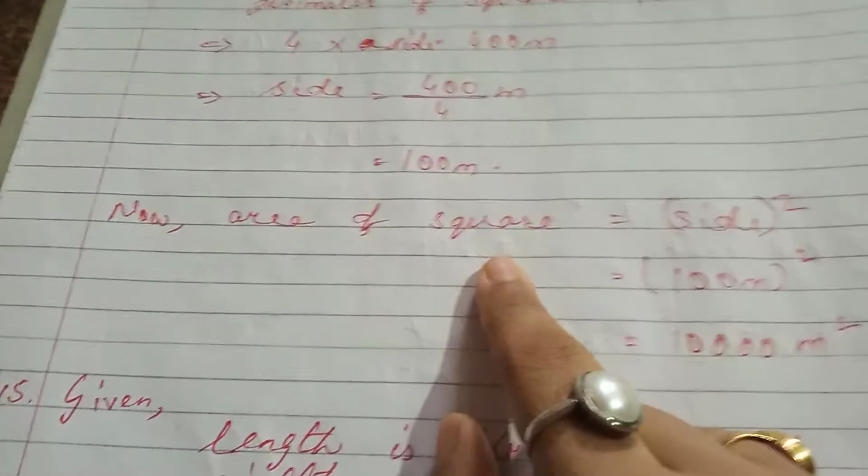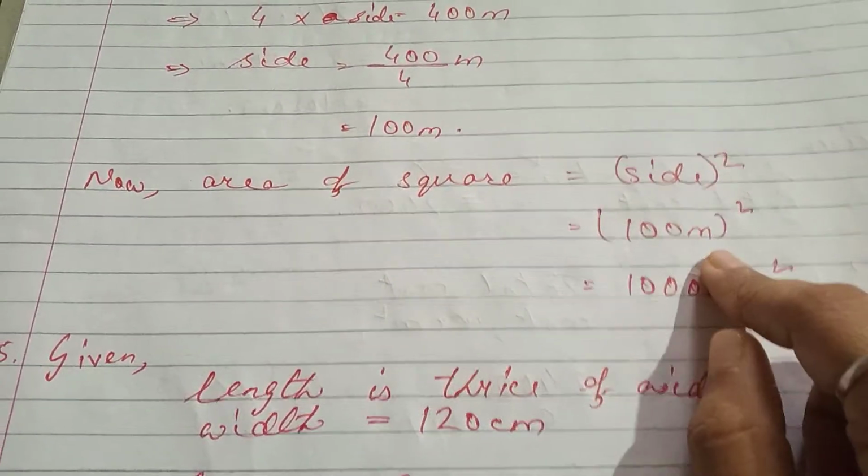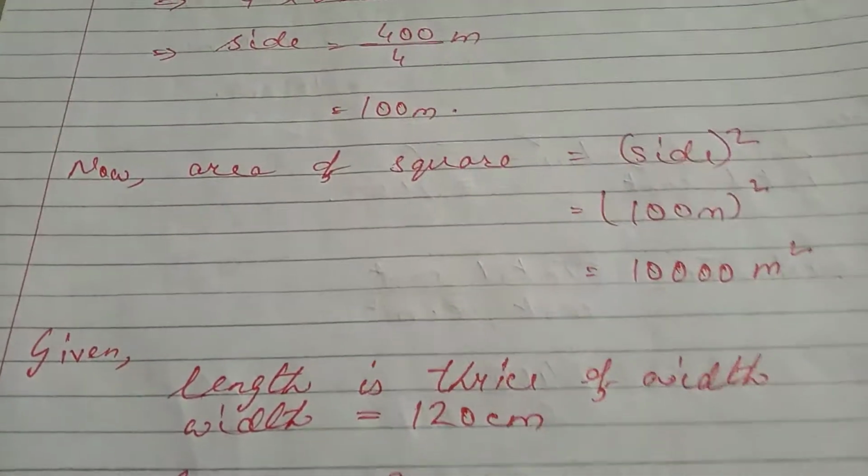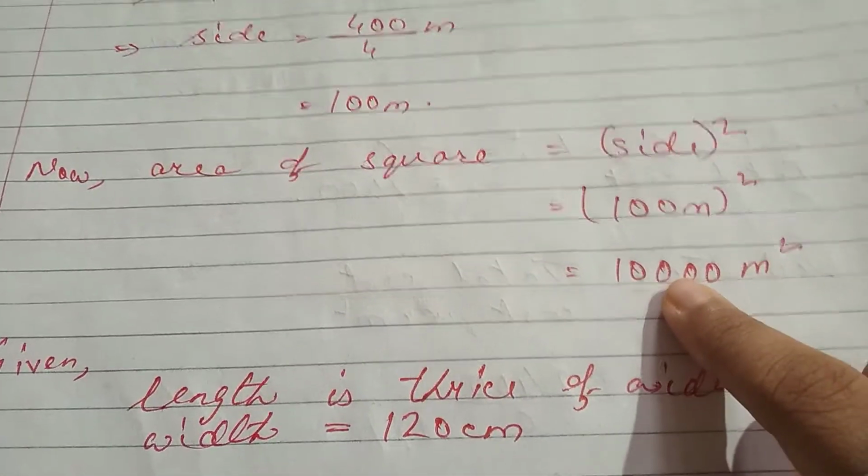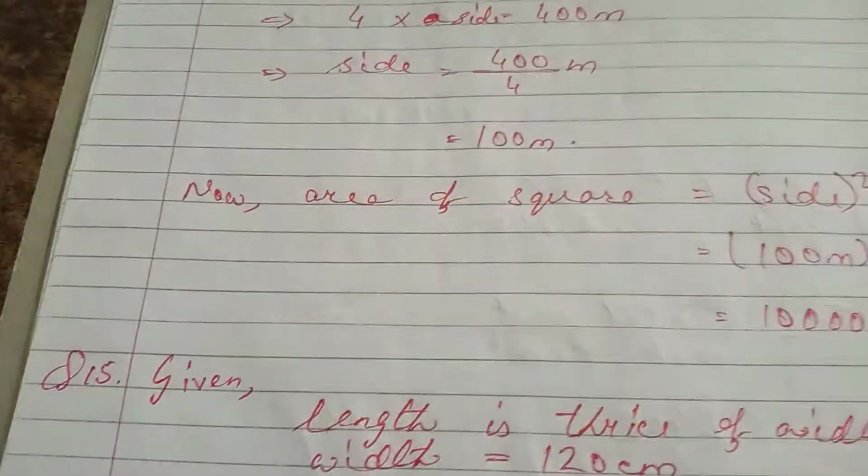Now area of square equals side square, that means 100 meter square. So when I multiply 100 2 times, I get the answer to be 10,000 meters square.